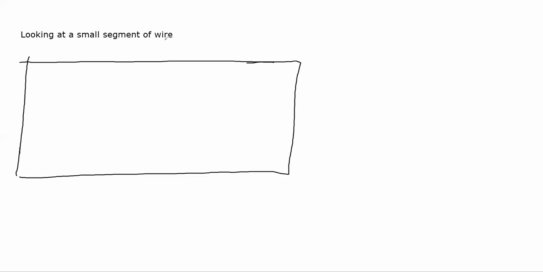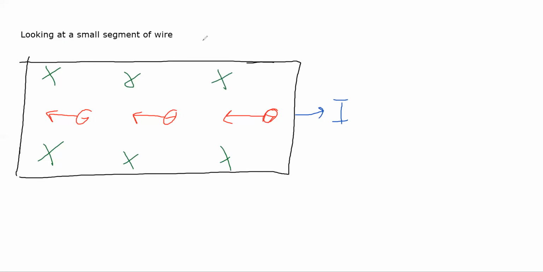So if my current was going to the right, that means I have a whole bunch of electrons, right, moving to the left. Okay, so I have all these electrons moving this way. And then let's say I have a magnetic field. My magnetic field is going into the page here. Okay. Now we already talked about this, right? Using the right-hand rule, we saw that these electrons are going to be going up.